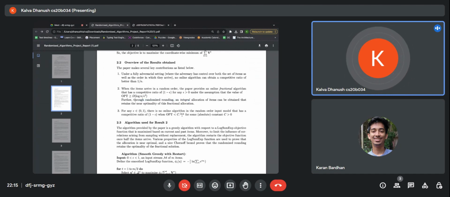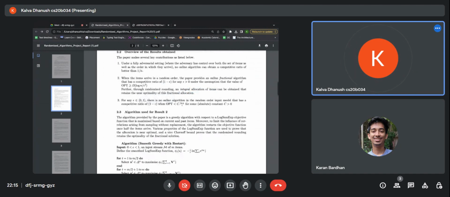So randomized rounding is basically that agent one gets item one with probability 2 by 10, and the other two get the item with probability 4 by 10. If we do randomized rounding, the paper proves that it gives an integral allocation of items that retains the optimality of the fractional allocation. And finally, this holds when the value of the optimal solution has to be at least log n by epsilon square.